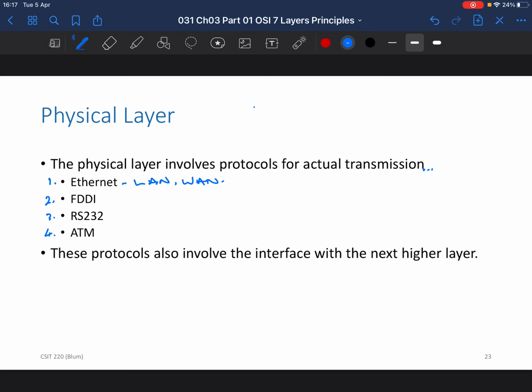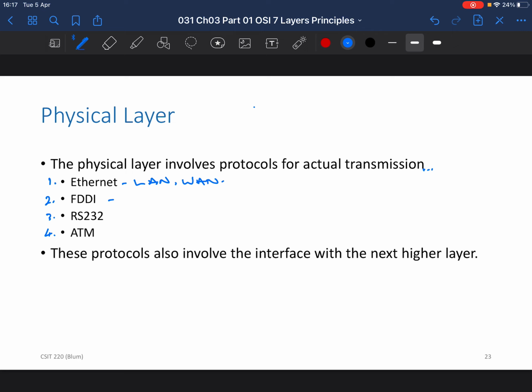What is FDDI? FDDI is Fiber Distributed Data Interface. It is a standard for data transmission in a local area network. It uses optical fiber as its standard underlying physical medium. So FDDI is related to fiber optic networks. For copper, they call it CDDI, Copper Distributed Data Interface.